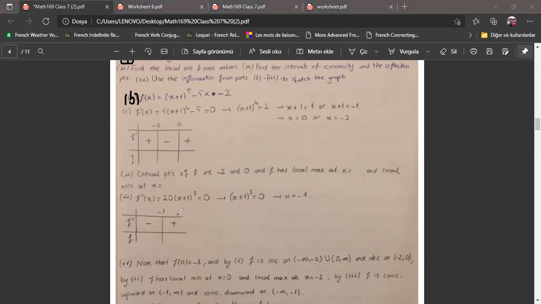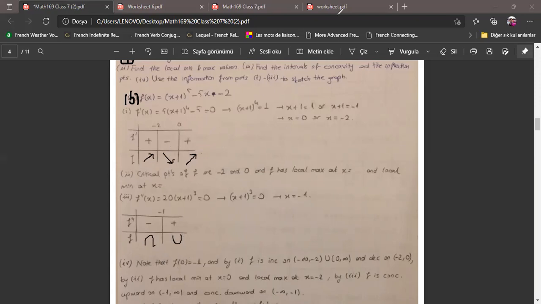Just pick any point from here. For example, 0. If you plug 0 here, you will get something positive. So we start with plus, then negative. So it's downward and then upward. It was increasing, decreasing, and increasing. And here we have first downward, then upward.